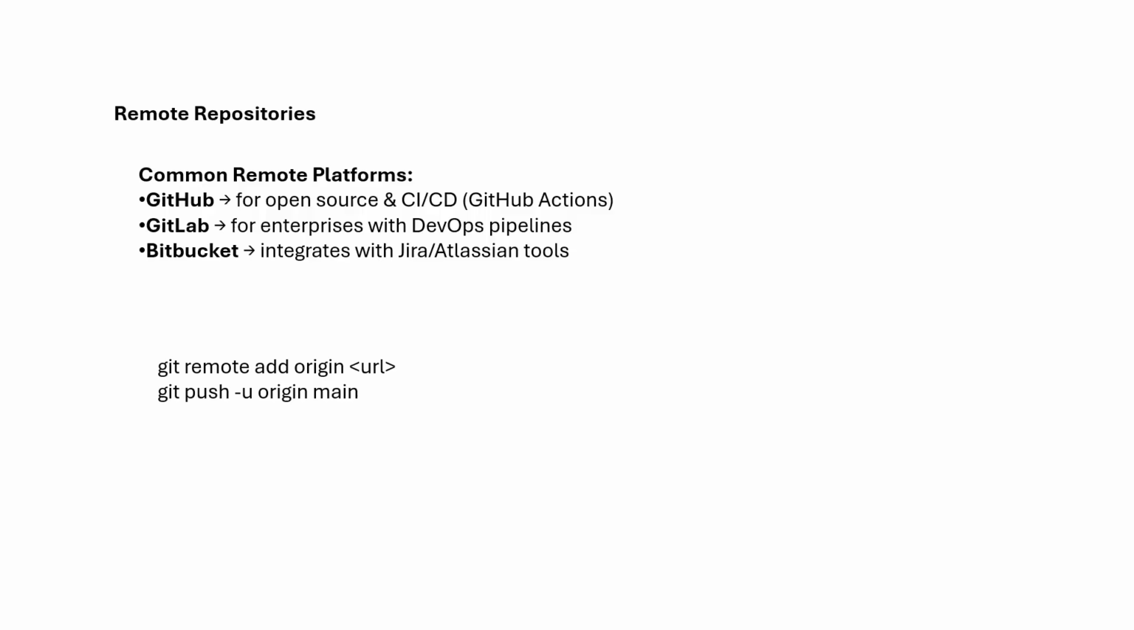In case you have a new remote repository, how can you add that remote repository to your local account? You can use git remote add origin, and then give the URL of that repo. And in case you have to push your local changes to that repository, you have to give git push -u origin main. So those changes will be pushed into the remote repo.